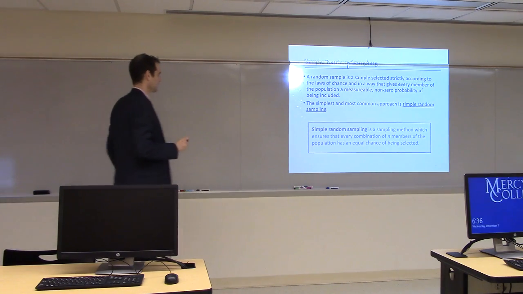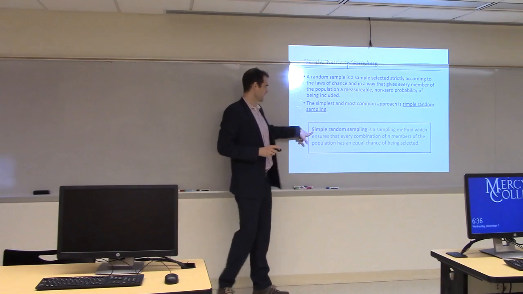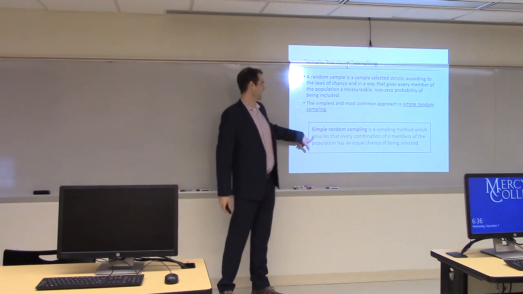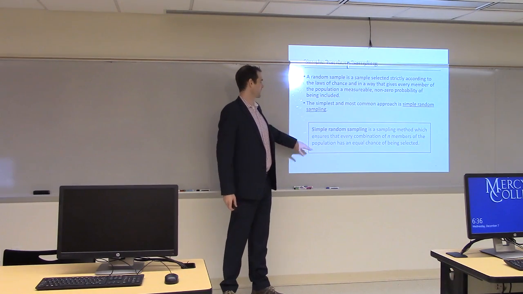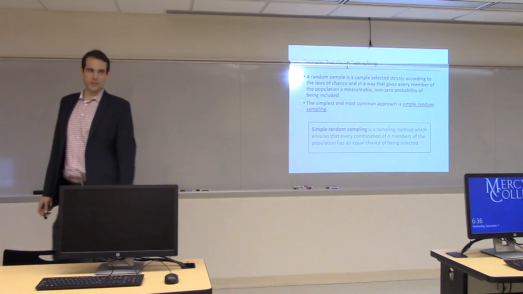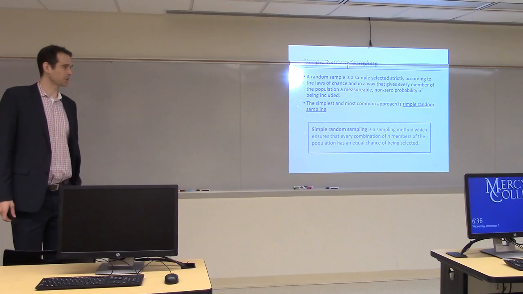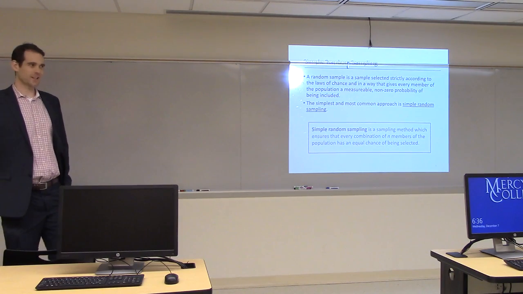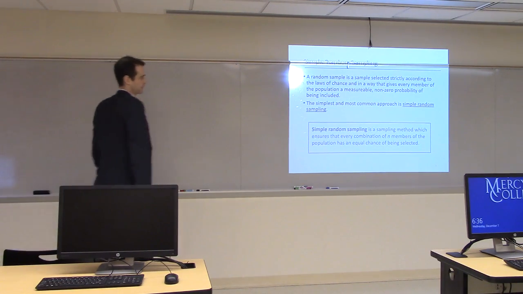Now, that's simple random sampling. Alright, definition: simple random sampling, a method which ensures every combination of n members of the population has an equal chance of being selected. So, when we do these statistical tests, we'll just say we're assuming a good, simple random sample.